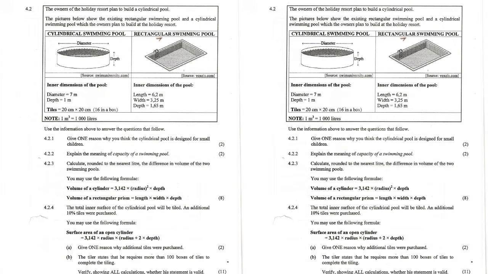The question says that the tiler states that he requires more than 100 boxes of tiles to complete the tiling. Verify, showing all calculations, whether his statement is valid. So what we have to do here is determine the amount of boxes of tiles that will be required in order to cover the surface area of the cylindrical swimming pool, including 10% extra of the tiles that were purchased. So this is how we're going to answer the question.